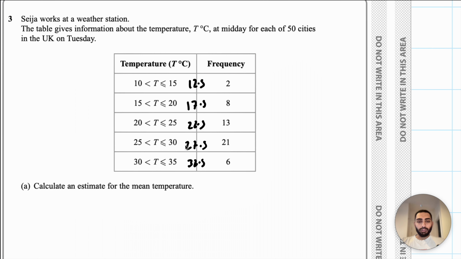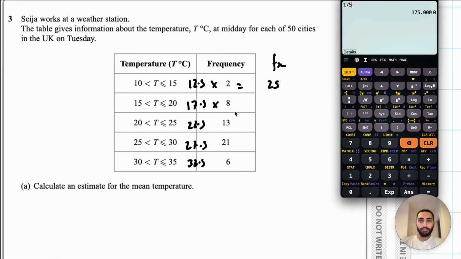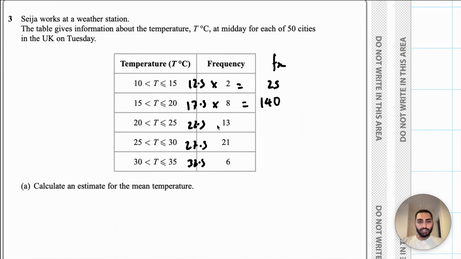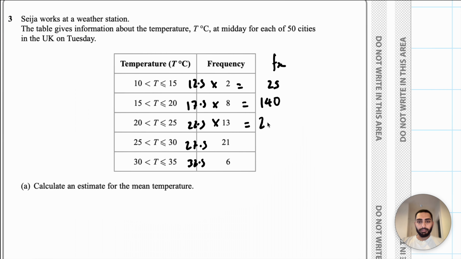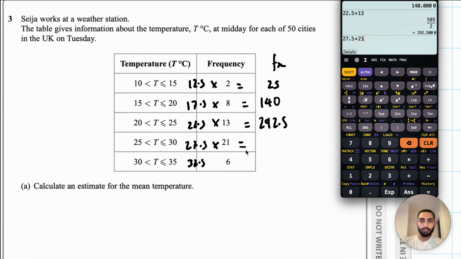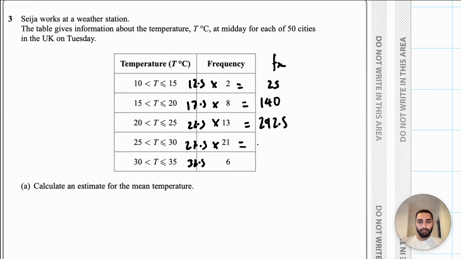So we're just going to use all of these to find our fx column. So we multiply our frequency by our x value. So multiplying these two together, 12.5 multiplied by 2 would give us 25. And 17.5 times by 8 is 140. 22.5 times by 13, 292.5. 27.5 times by 21, 577.5. 32.5 times 6 is 195.